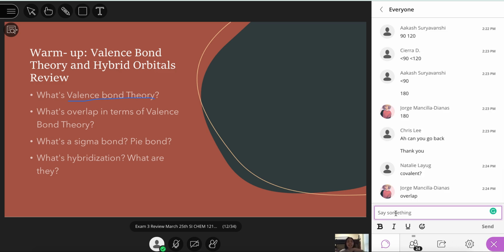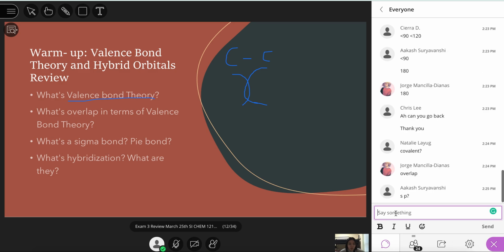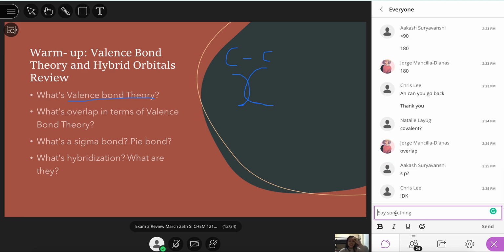Overlap? Yes, exactly. And what type of orbitals are we overlapping to form those? So if we have C to C, we have those two orbitals and they're overlapping. What about those orbitals is very unique? SP? You're on the right track. Does anyone know? What's special about these orbitals? No, you don't know? Okay.